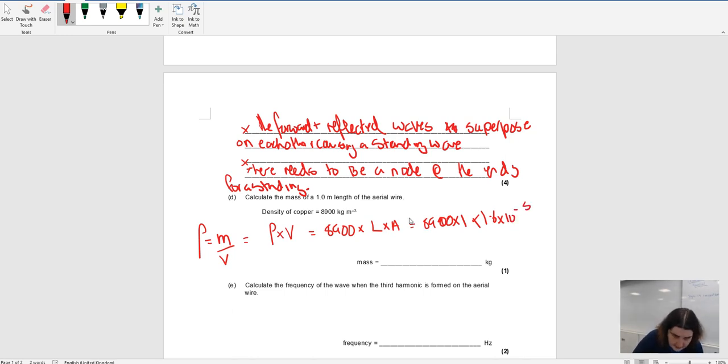So putting it onto the calculator, 8900 times 1.6 times 10 to the minus 5, we get an answer of 0.1424 kilograms there. Okay.